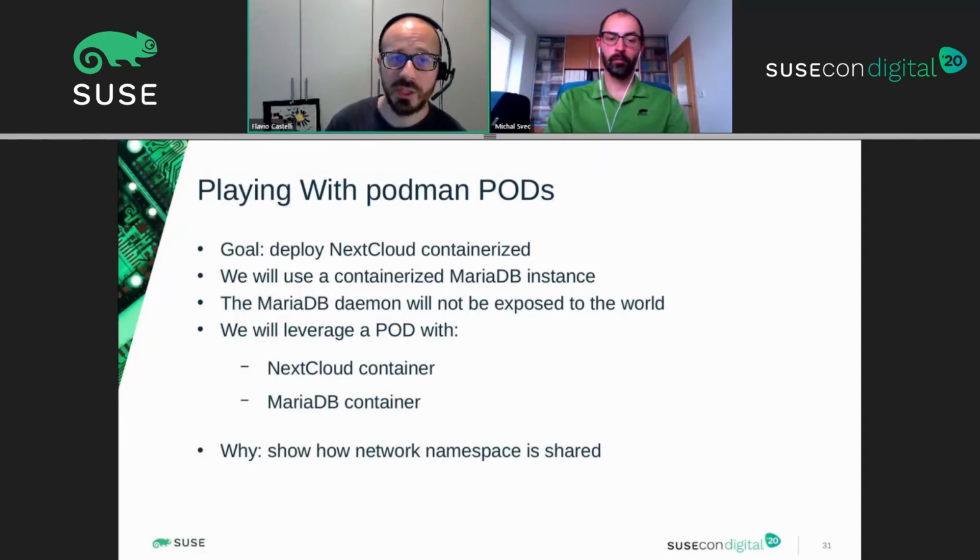So what we are going to do here is create a pod, and inside of this pod we will place two distinct containers. One is going to be Nextcloud, and this one is going to expose the web interface of Nextcloud to the world. The other one is going to be MariaDB, which is not going to be exposed to the world. Instead, it is going to be exposed only to the Nextcloud container. And this is doable thanks to how pods are created and how network namespaces are handled by pods.